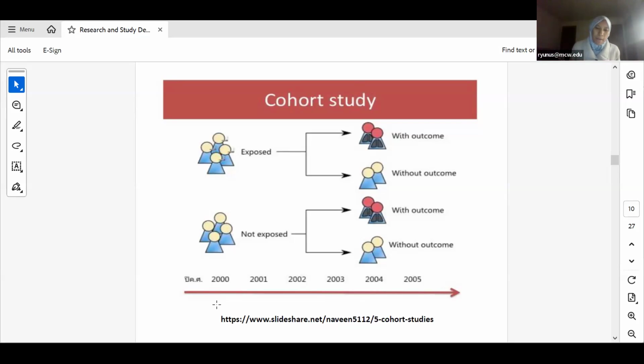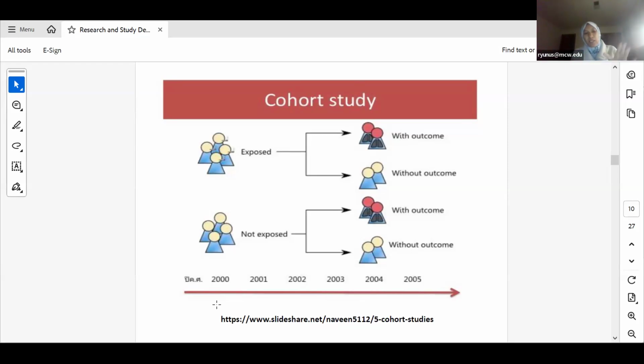So for example, if you look at this diagram, you will sample a group of people, okay? And then, of course, the first criteria when you sample a group of people is that you need to make sure that these people are free from the outcome that you're interested in. For example, if you want to know whether smoking leads to lung cancer, right? This is a very traditional or conventional hypothesis. We all know the answer already, but I'm just giving an example to help you understand.